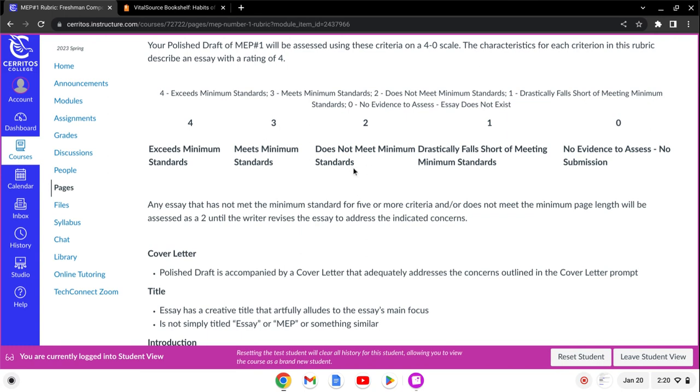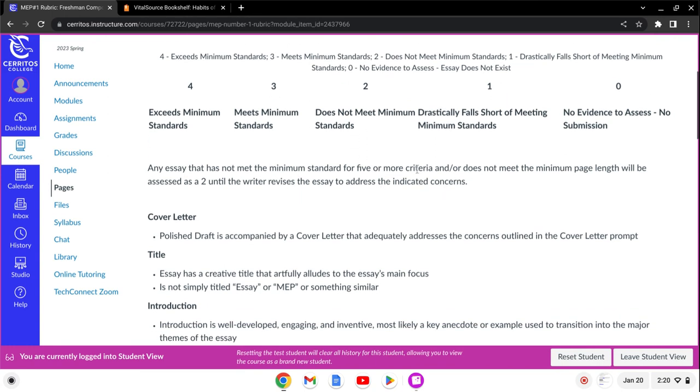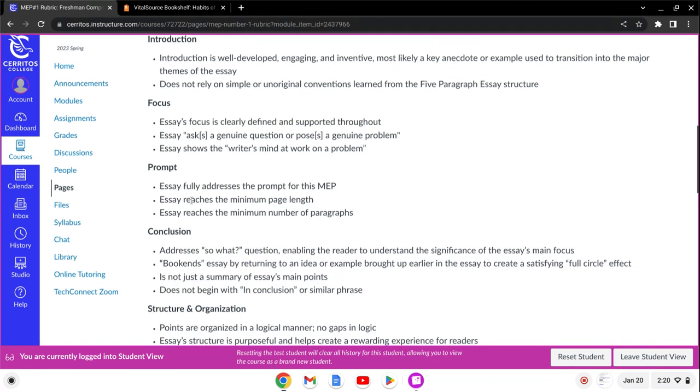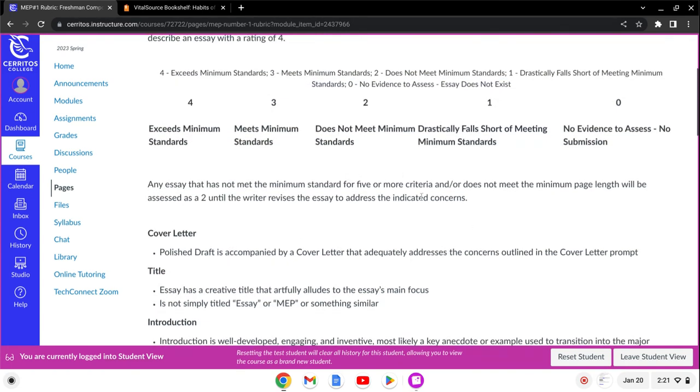Okay, now also if, as it says here, say for example, all the criteria are met, except the page length, if it doesn't reach the minimum page length. So major essay project 1, your polished draft needs to be a minimum of 4 full pages in length. So if a student submits an essay that's only 3 full pages, for example, even if every other criterion was excellent, they still need to submit a revision so that they at least meet that minimum page count. Okay, so just want to give those caveats at the top here.